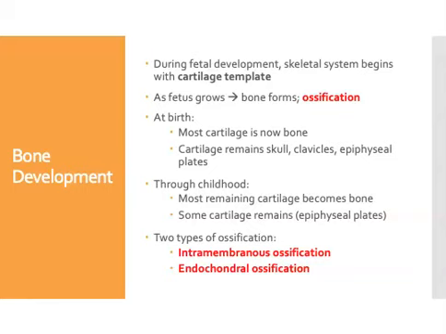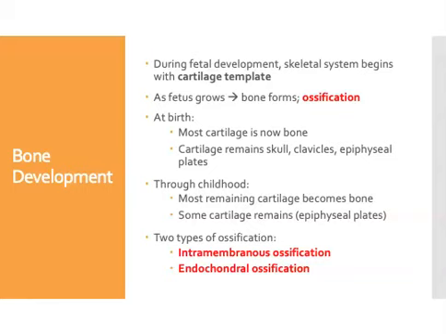At birth, the infant will be born with a lot of bone, but not all bone. There are certain key areas inside the infant's body and its skeleton that are still made out of cartilage, most notably the skull, the clavicles or the collar bones, and the epiphyseal plates, the growth plates in all of the long bones will still be open, so they'll be made out of hyaline cartilage.